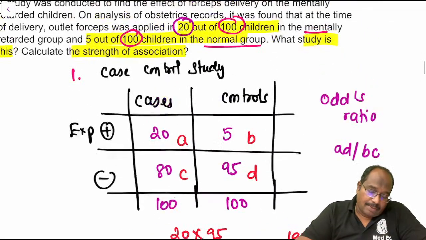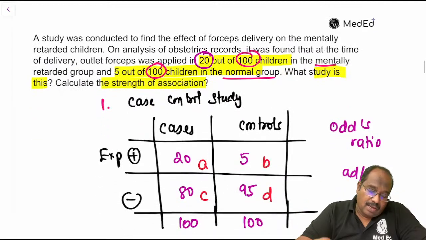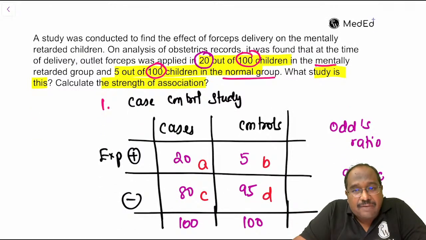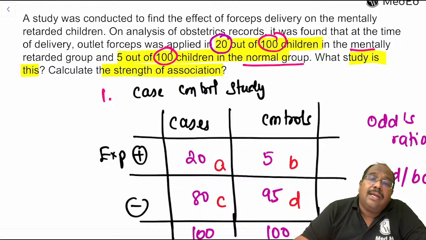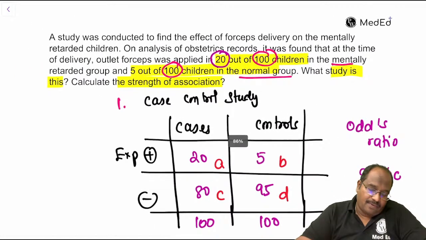Now, am I clear? What they are asking is the strength of association. Here is the odds ratio, and more than one means it may be a risk factor. Positive association means forceps delivery is a risk factor, leading to birth hypoxia, leading to mentally retarded children.